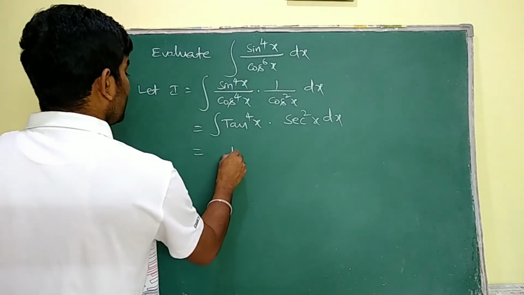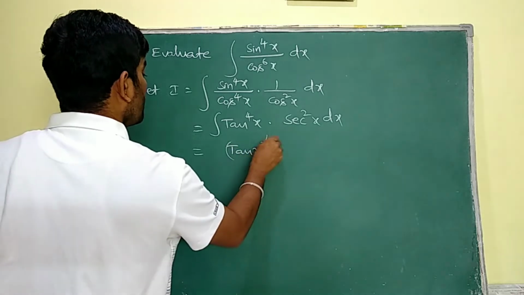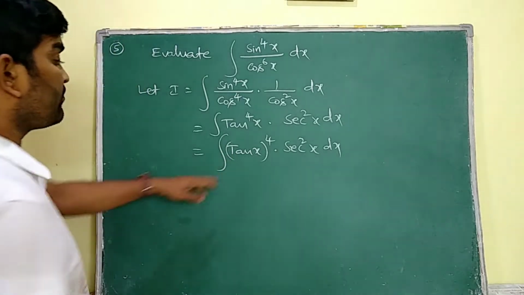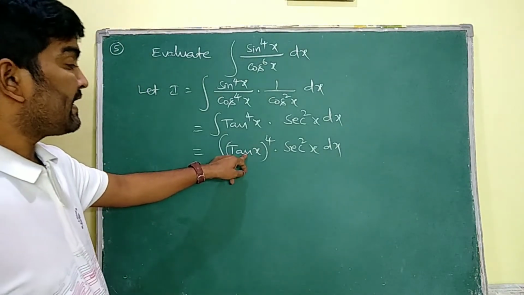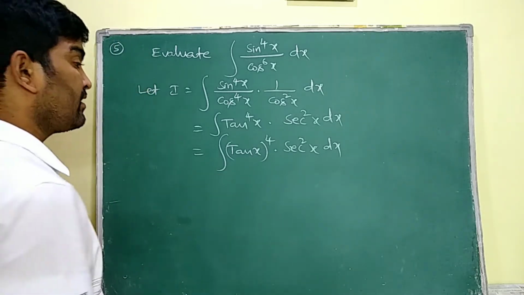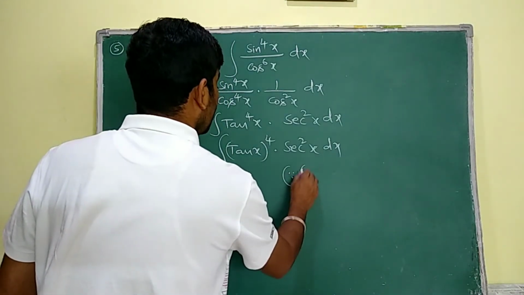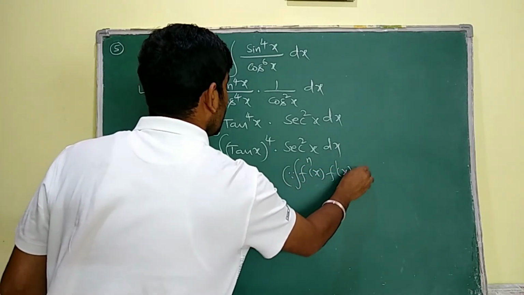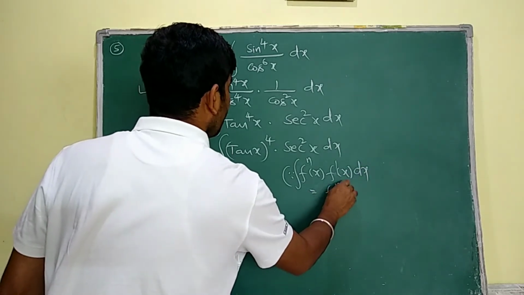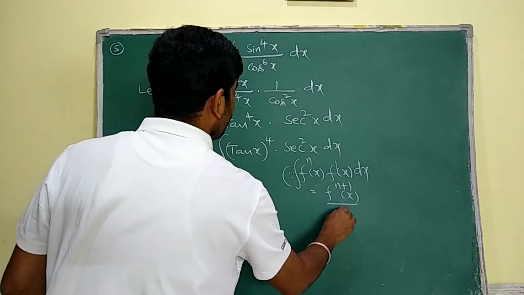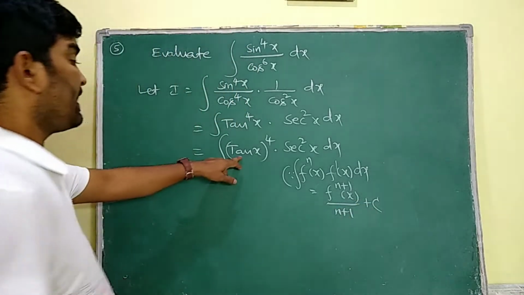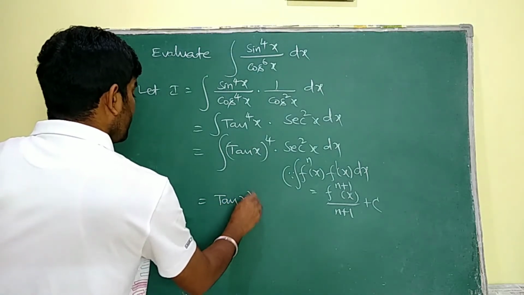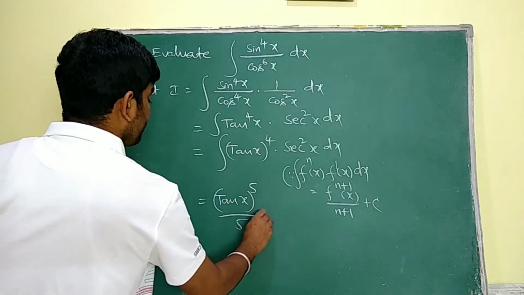Now see here, tan x whole power of 4 into secant square x dx. If I assume tan x as a function, tan x derivative is secant square x dx. Now this is in the form of integral f power of n x into f dash of x dx, and this can be expressed as f power of n plus 1 of x by n plus 1 plus c. So, tan x derivative is secant square x. So this can be expressed now as tan x whole power of 5 by 5 plus c.